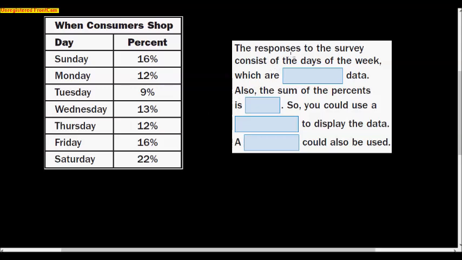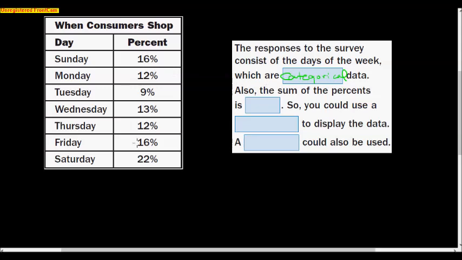But we want to fill some things in here about this survey. The responses to the survey consist of the days of the week, which would be categorical data. So I'm going to fill in right here, categorical. The reason it's categorical data is because this set doesn't have any numbers in it. Like I said before, categorical data can have numbers, but just not both of them. So that is definitely categorical data.